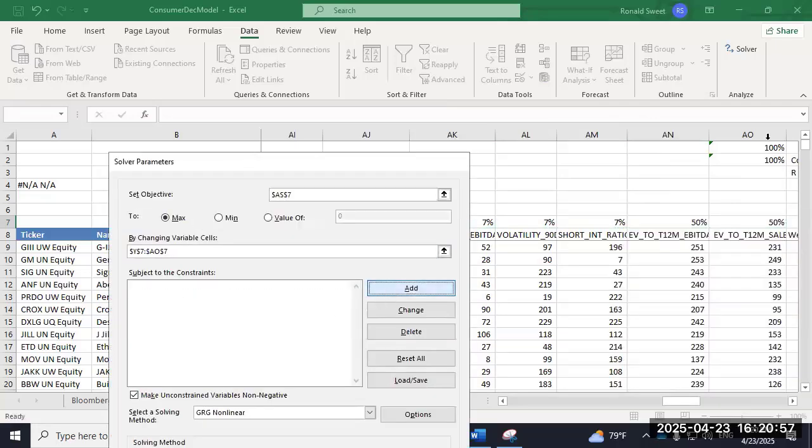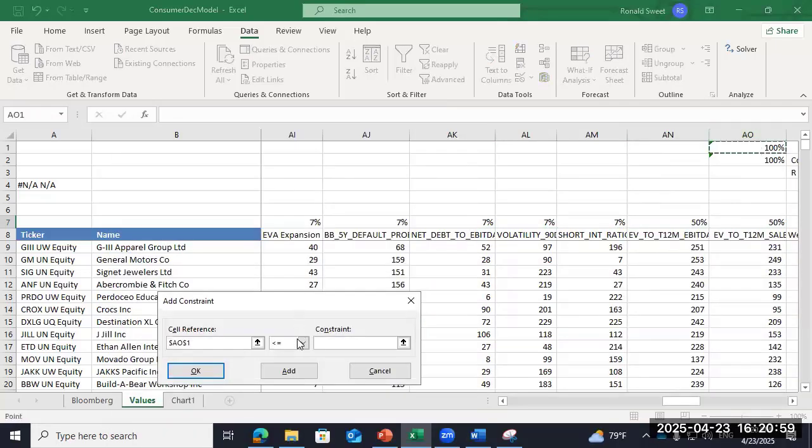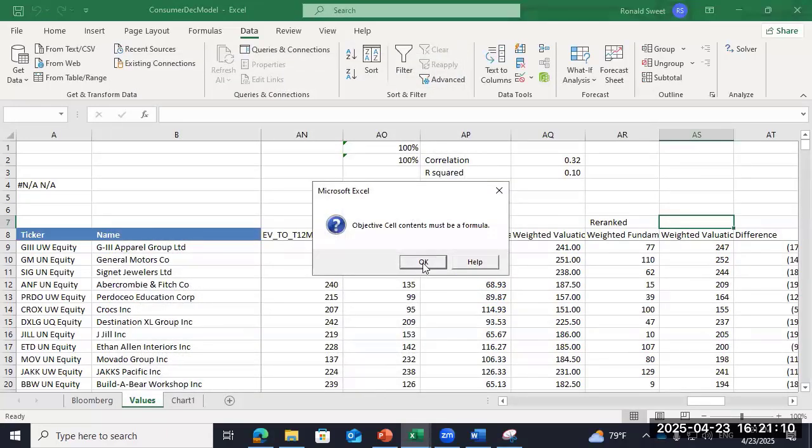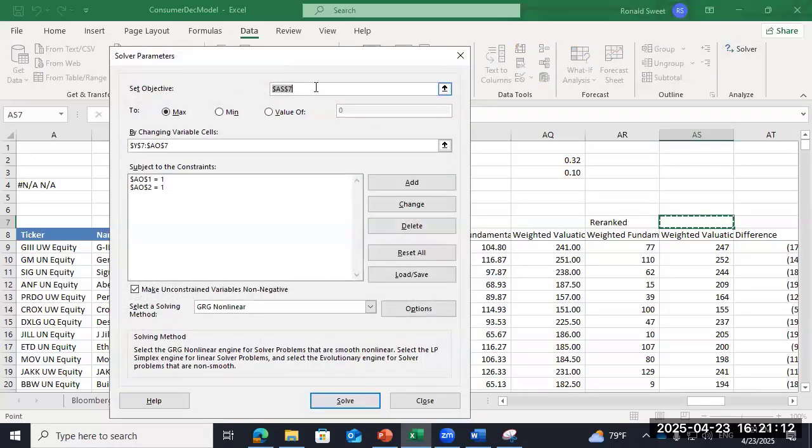I'm going to have two constraints. My weights on the fundamentals need to add up to 100%, and my weights on the valuations need to add up to 100%. And then I'll tell Bill Gates, do whatever it is you're doing. Let me fix it one more time. My objective function. Oh, I didn't do my objective function.